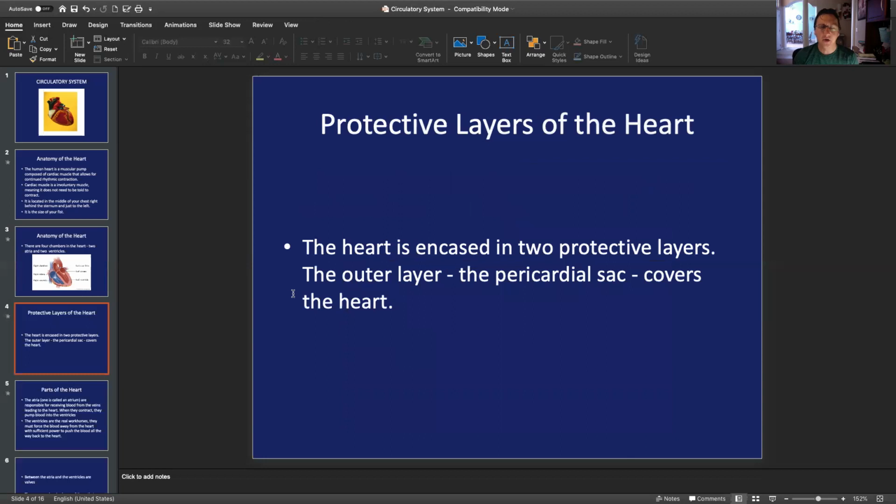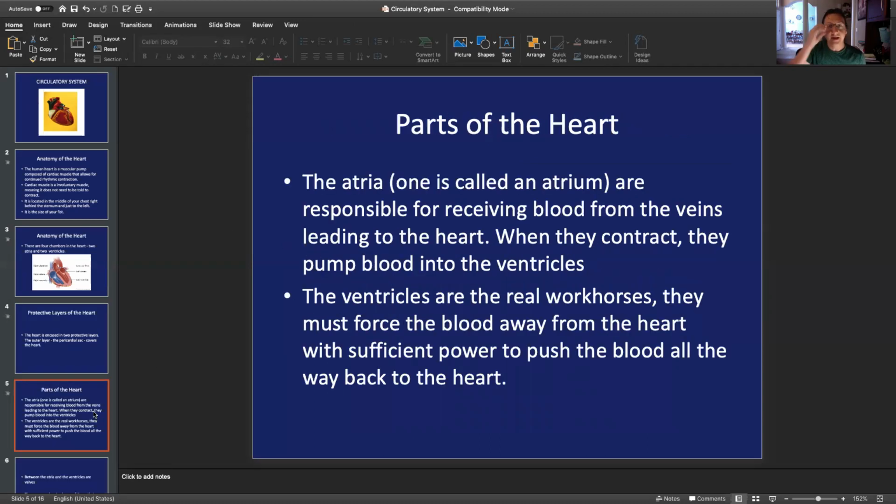And so the heart, very much like the stomach, has protective layers. The heart, a very important critical organ, obviously, is encased in 2 protective layers, the outer layer and the pericardial layer, or sac, excuse me, which essentially covers the heart. The atria, as I mentioned, singular atrium, plural atria, are responsible for receiving blood from the veins that are leading to the heart, and when they contract, they pump blood into the ventricles.